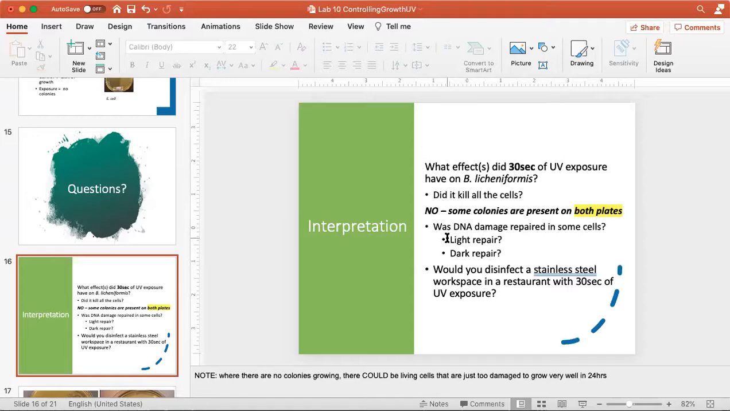I know that it happened in both the light repair system and the dark repair system because I saw it on both plates. I saw it on both the light and the dark plates.